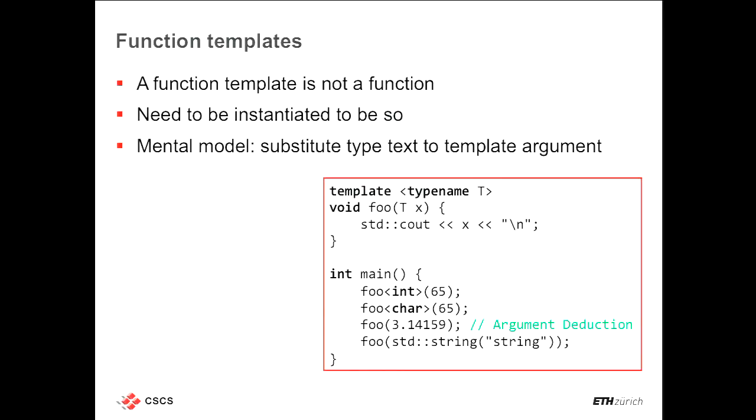So the mental model is that you substitute the text and you generate the function with that text in there. Every time you find T inside the function, you replace it with whatever type is in there, and the type can be deduced instead of being explicitly specified.